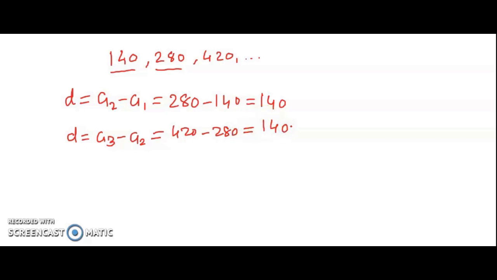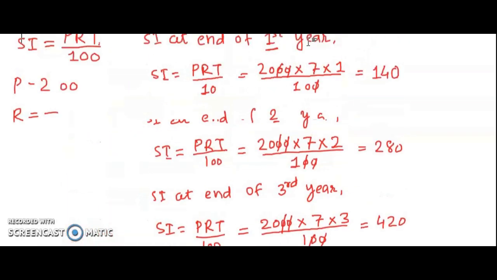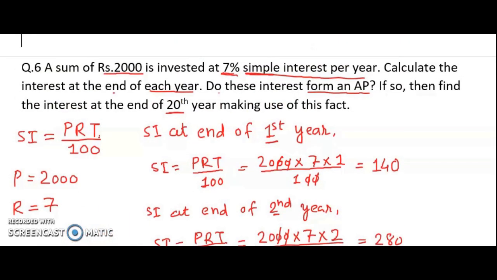Then also we get the same result. So here we get the common difference remains the same. So we can say that the interest per year will make an arithmetic progression. So we get the answer of the first question. The first question was, do those interests form an AP? So the answer is yes, they will form an arithmetic progression.